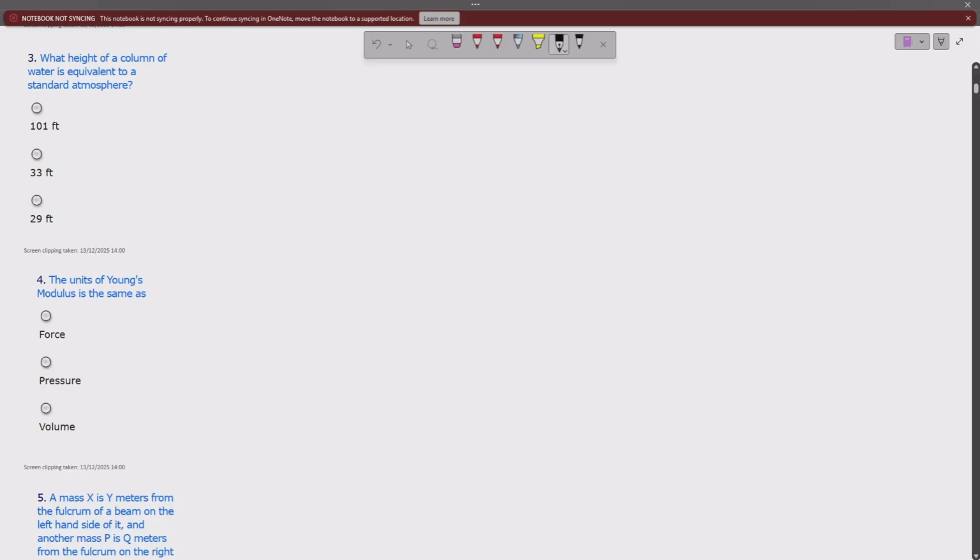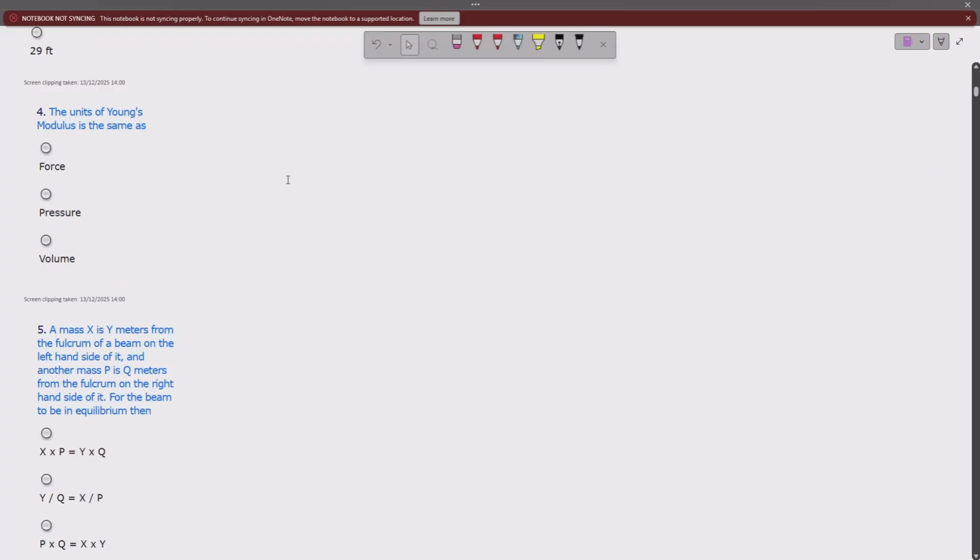Question number 3. What height of a column of water is equivalent to standard atmosphere? So we have the standard figures. These kind of questions are the reason why you have to try as much as possible to memorize some facts and figures within the physics courses. Put them in memory. It's going to go a long way to help you. So question number 3, that is 33 feet.